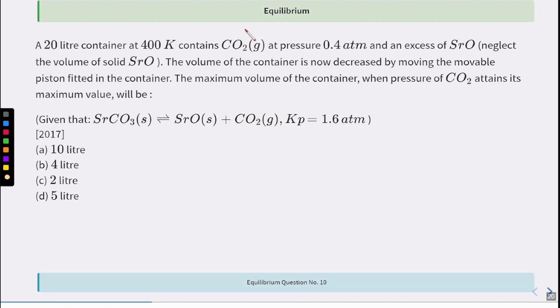Question number 10. A 20-liter container at 400 Kelvin contains CO2 at a pressure of 0.4 atm and an excess of SrO2. The volume of the container is now decreased by moving a movable piston fitted in the container. The maximum volume of the container when the pressure of CO2 attains its maximum value will be. Okay. So let's understand this diagrammatically first.